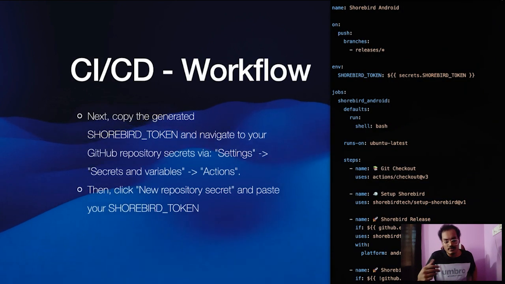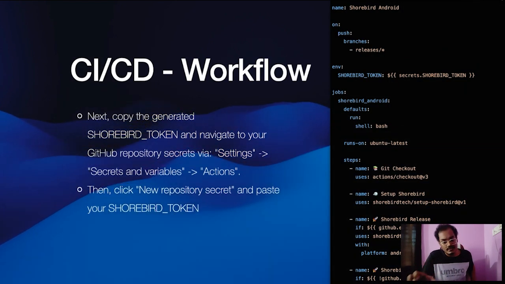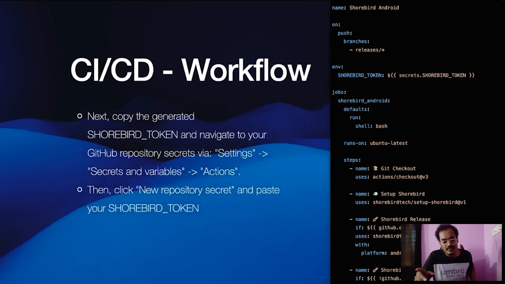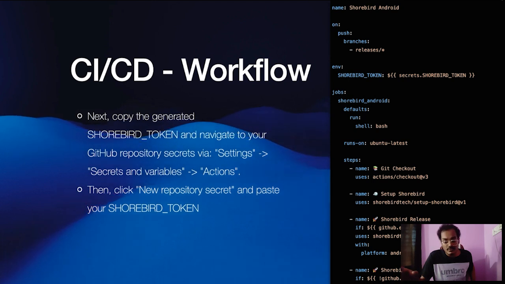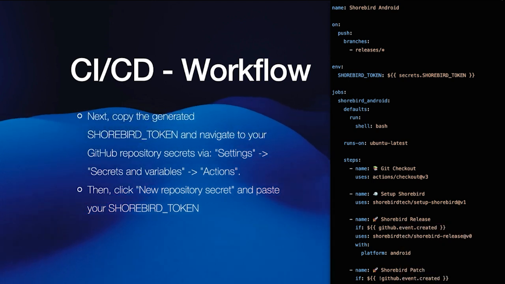So we can follow this process that I had done to ensure that this is properly put onto your GitHub account. Basically, you can take this copied Shorebird token and navigate to your GitHub repo under Settings, Secrets and variables, and under Actions, you will create a new repo secret called SHOREBIRD_TOKEN and just paste it there.